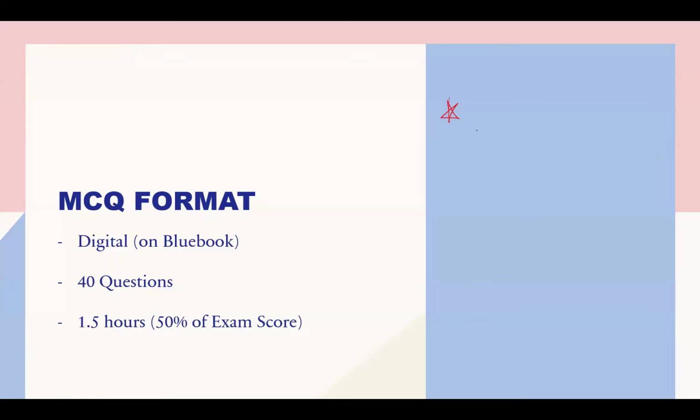So we'll just jump right into the MCQ part of the test, which is the remaining half of the exam score. There are 40 questions, and this is digital. The free response questions, you'll see the questions on your laptop, but you're going to answer everything on paper. And there are 40 questions, and you have 90 minutes for that. So, what are some of the things that you see with the MCQ portion, Bureau?